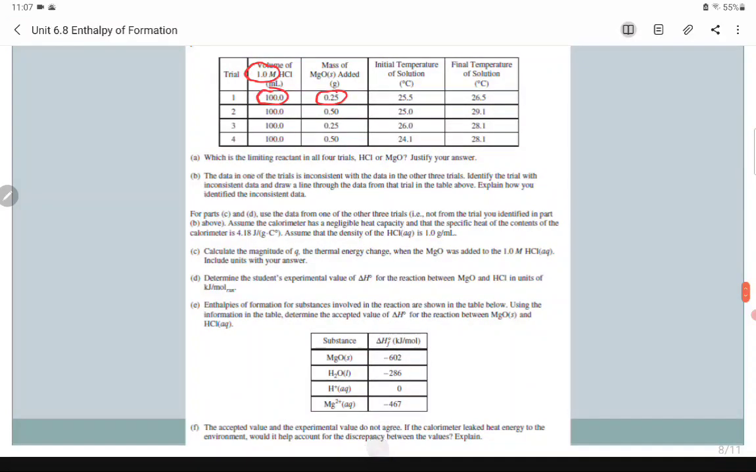The data in one of the trials is inconsistent with the data in the other 3. So it's basically saying someone screwed up somehow in one of the 4 trials. Identify the trial that's inconsistent and draw a line through that data. Okay, so let's erase the things I already had up there.